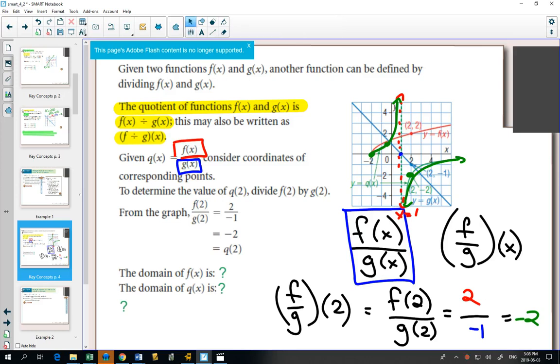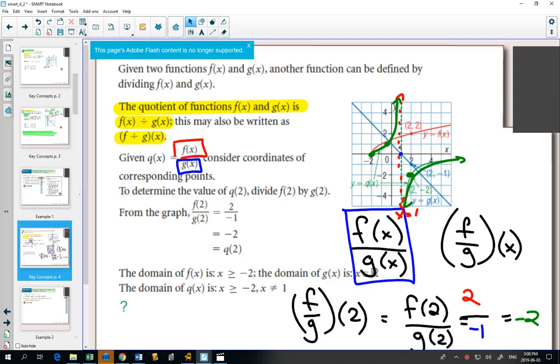Now, the domain for f of x is x is bigger than 2. The domain for q of x is x is bigger than or equal to 2. In addition, x can't equal 1. So this is the new thing with dividing. You still have the overlap of the two domains, but you might have to add some non-permissible values as well.